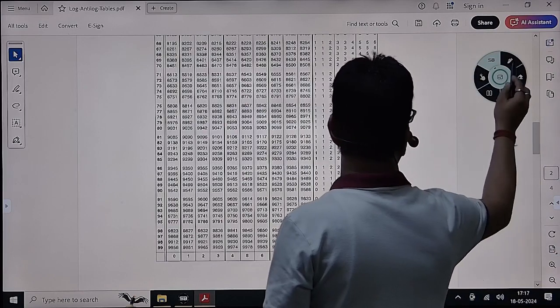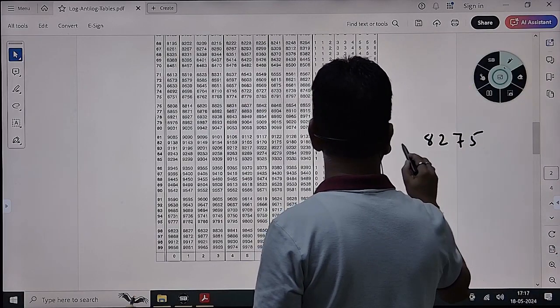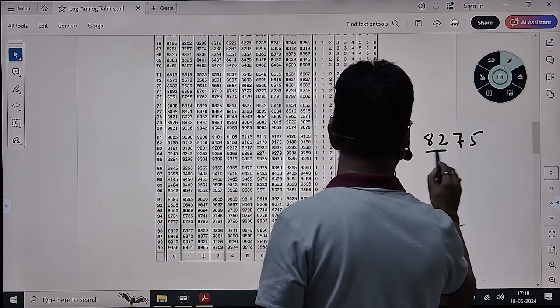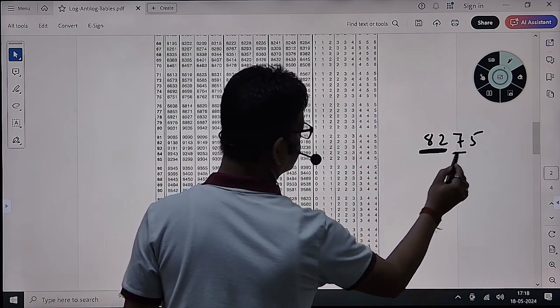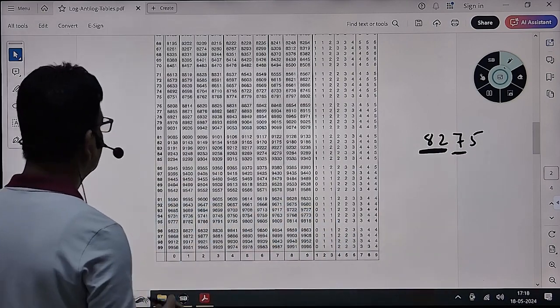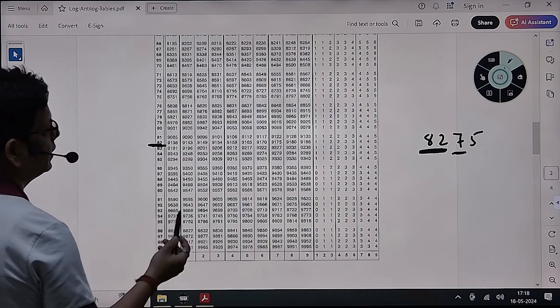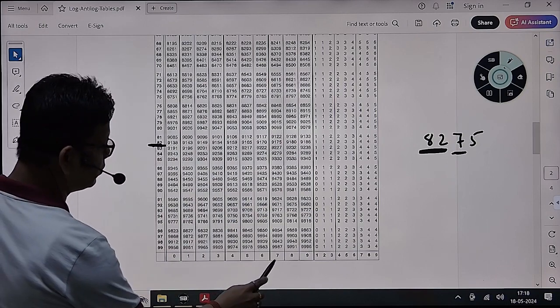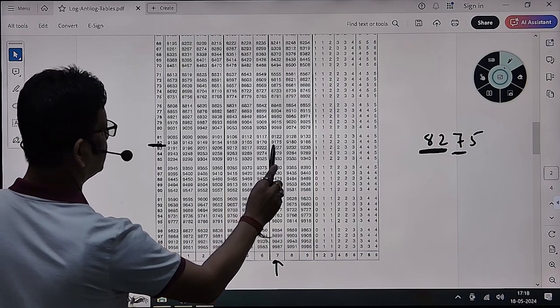The number is 8275. You are trying to find the log of this number. So what you have to do: in the row of 82, you need to look at the 7th column. So 82 is this one in the log table, and the log table is there already. This is the 7th column, and in the 7th column the number is 9175.